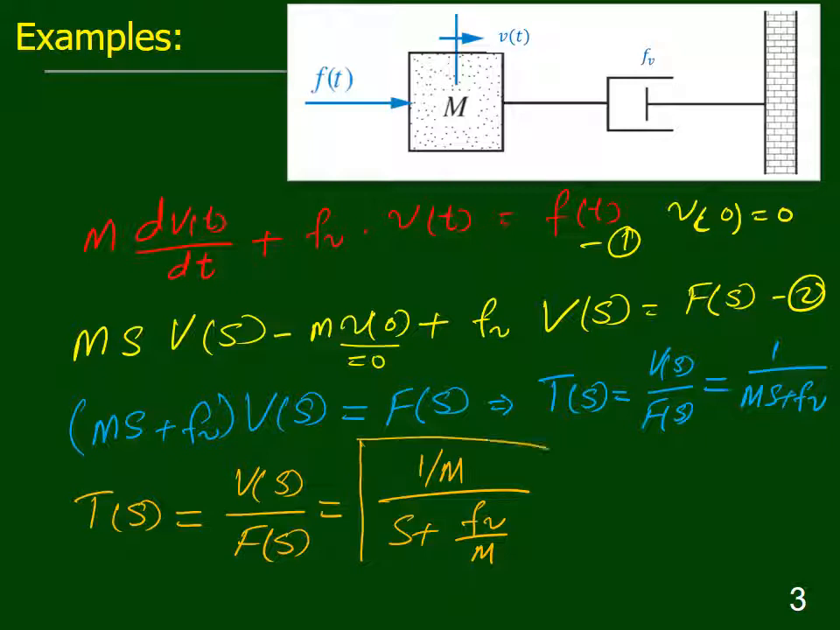This is the transfer function of the system, which does not depend upon the output signal velocity and the input signal force, but it depends upon the component attached to the mass, the damper and the mass itself. So the transfer function always represents the characteristics of the system and not the characteristics of the input and output signals.